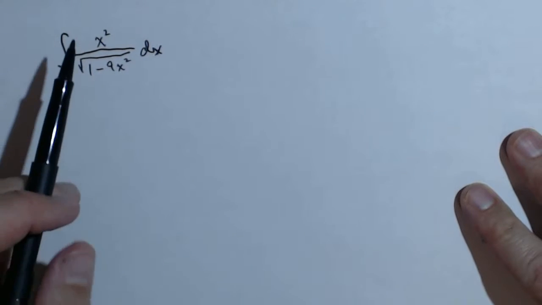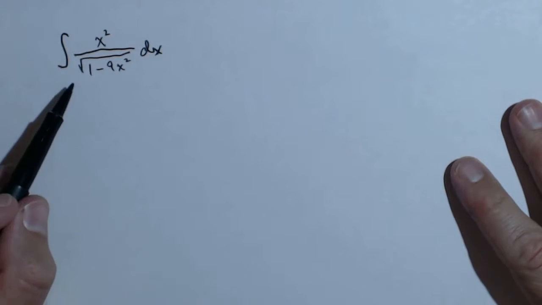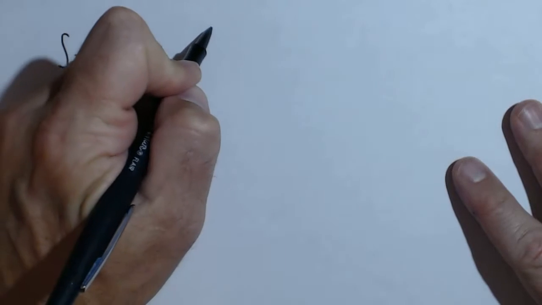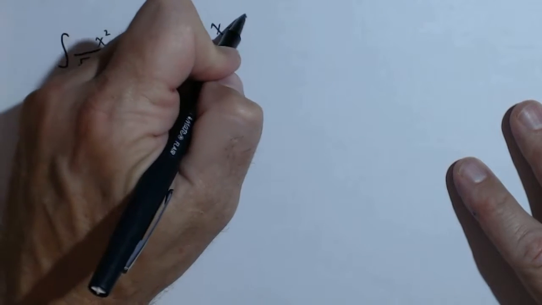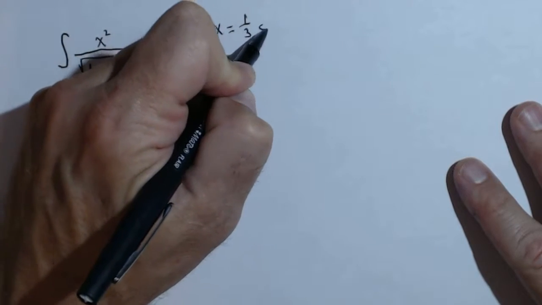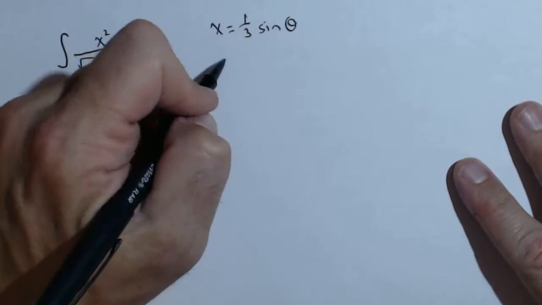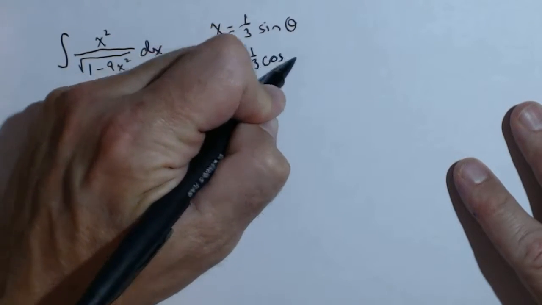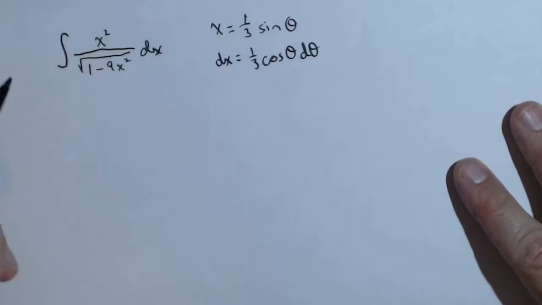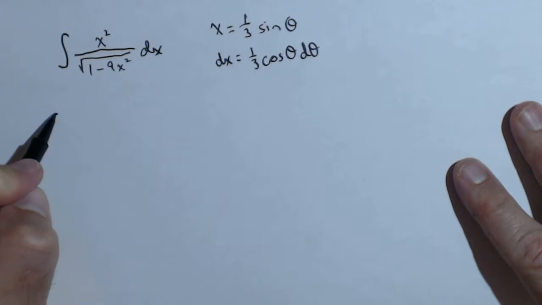So we've got an antiderivative here of x squared over square root of 1 minus 9x squared. This is going to be a trig substitution. Specifically, we need to get rid of that 9, so we're going to let x equal 1/3 sine of theta. So when we square it, we get 9 times 1/9. And dx is going to be 1/3 cosine theta d theta. Now, everybody always forgets to substitute in the dx, so make sure you do that.